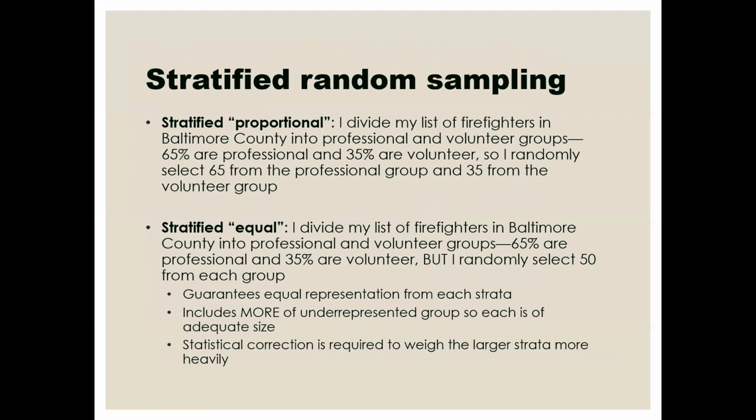And here is the same example. So we have the firefighters. Remember, we did the random sample, the simple one. We had the list. We wanted 100 firefighters. So we used this statistical software, and we pulled the sample. Here, you have the list of firefighters in Baltimore County. 65 are professional, 35 are volunteer. In a proportional sample, 65 are professional and 35 from the volunteer group, right?